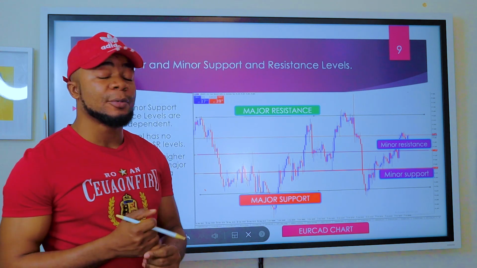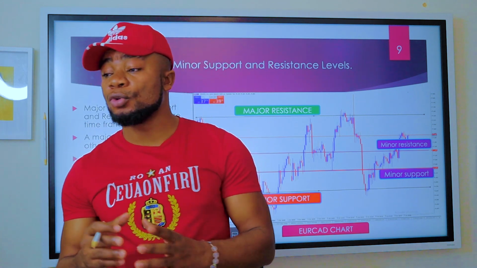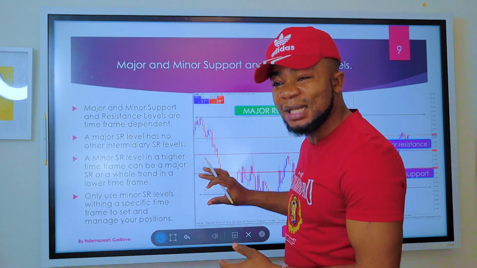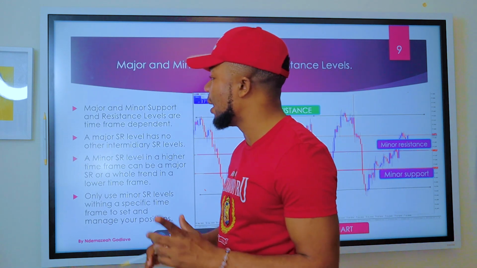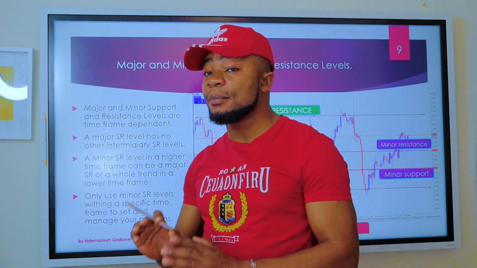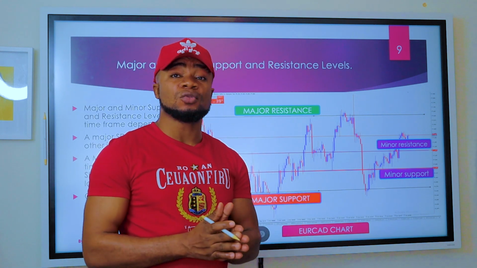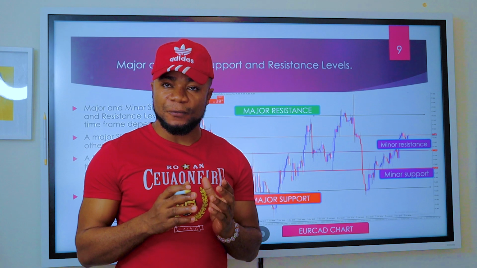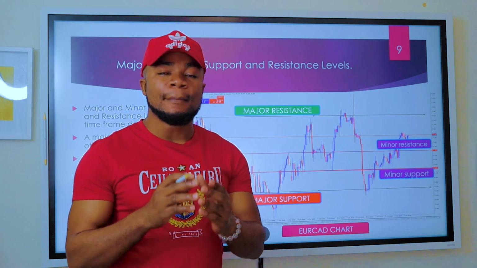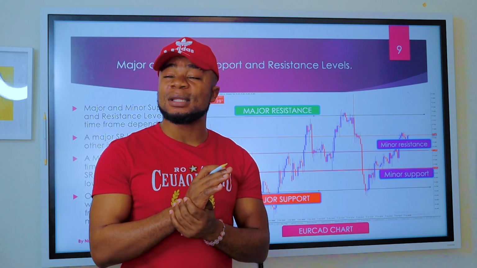I will show you how to differentiate between minor and major support and resistance, and how you can trade or utilize minor levels, because minor support and resistance levels are also very important. The first thing to know is that major and minor support and resistance levels are time frame dependent. So when using structure and candlestick patterns to come up with a particular signal, don't get confused. If you are focusing on one time frame, make sure you generate your signals from that time frame. Don't go to the daily time frame, which will be showing you that the trend is going up.